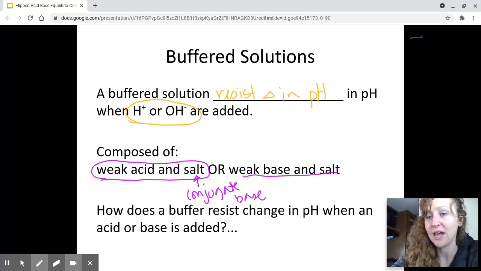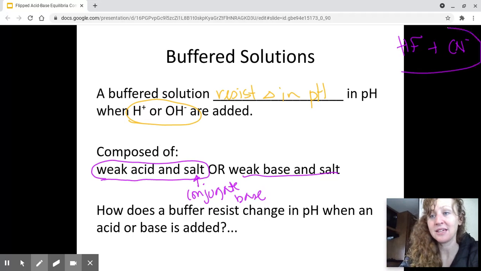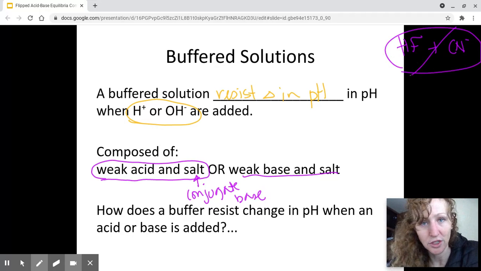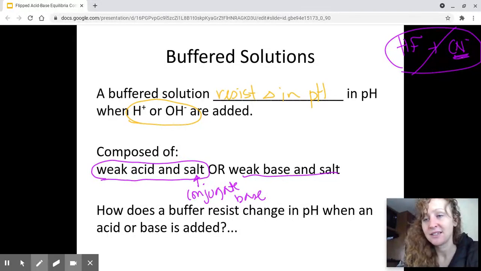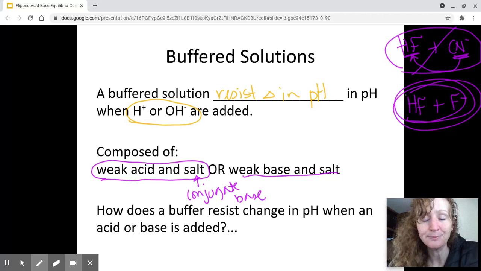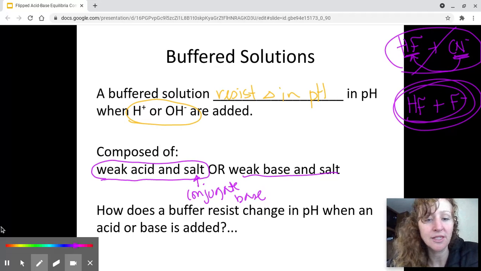For example, if I have a weak acid and an anion that is a base, this is not a buffered solution because this anion that is a base is not the conjugate of my acid, right? It has to be an acid and its very own conjugate base. And you'll see why in a little bit. They have to be conjugates. Okay, so let's look at why this occurs.